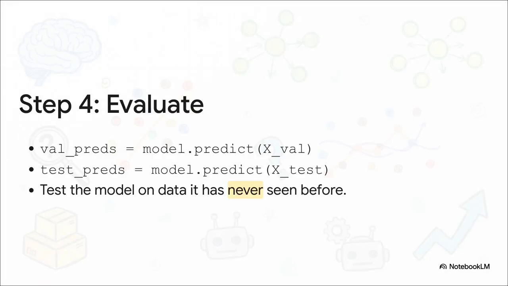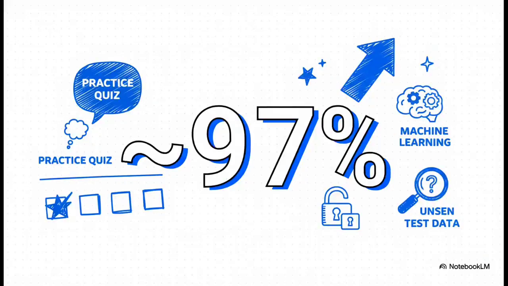So once the model is done studying, it's exam time. We use the .predict command to show it the flowers from our validation set and our test set, data it has never, ever seen before, and we ask it to make its best guess. So how did it do? On the validation data, our little practice quiz, it got about 97% right. That's fantastic. It's like getting a solid A on the practice exam. This makes us feel pretty good that it's actually learning something real.